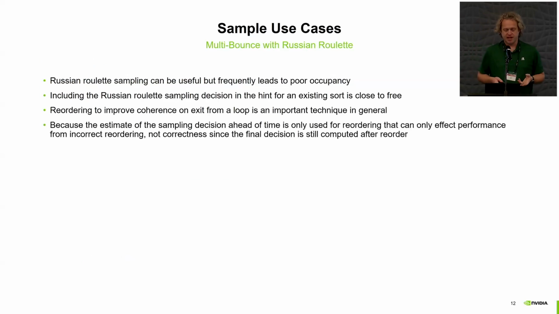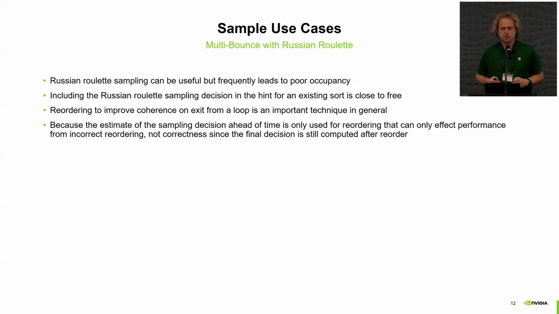Second sample use case is if we're adding Russian roulette sampling to the classic multi-bounce example. Russian roulette sampling is a classic technique where you can eliminate some of the samples based on guessing ahead of time. It can be a useful technique for rendering in a path tracer, but it frequently leaves poor occupancy as different threads drop out at different times.